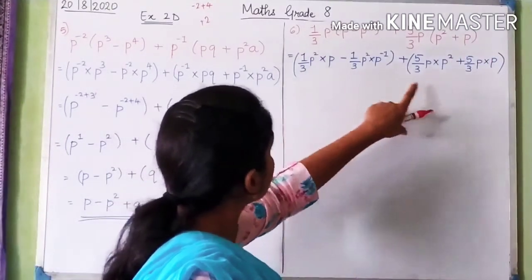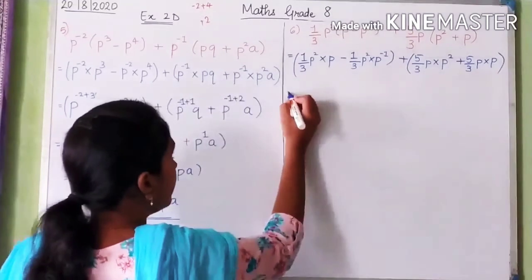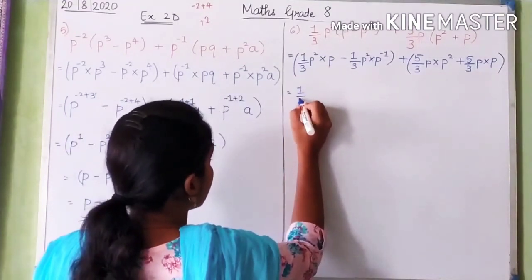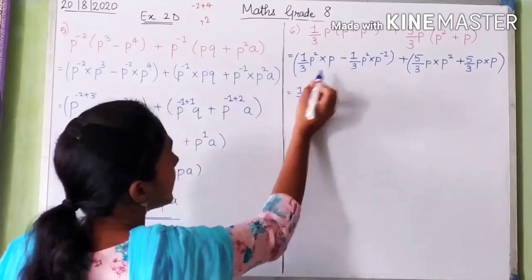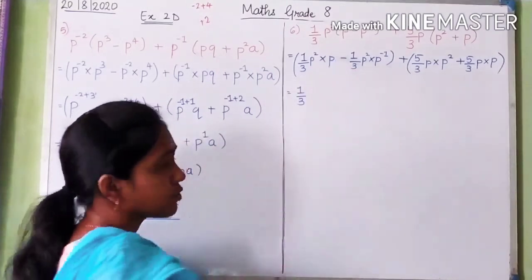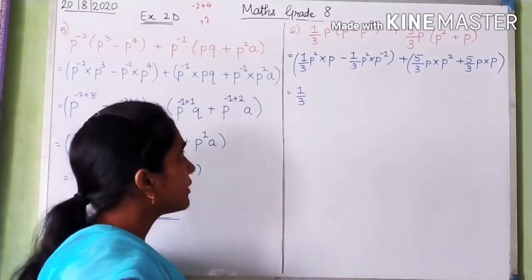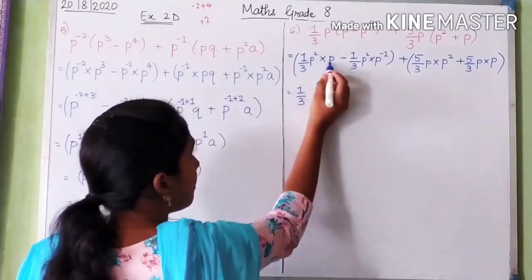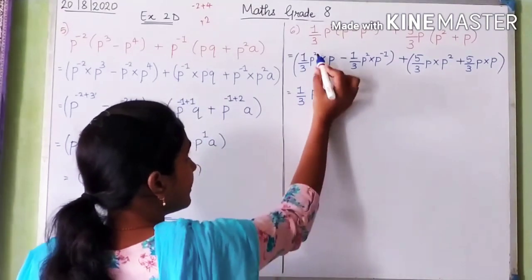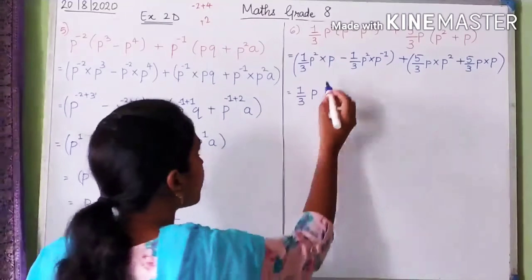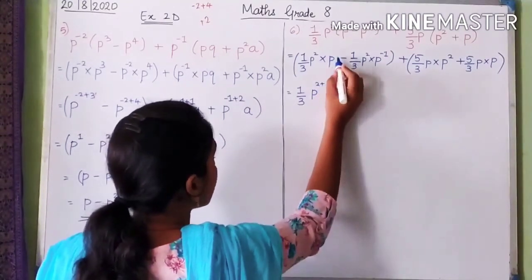So this is multiplication. Now we multiply 1 by 3. The constant here is 1 by 3 and here the constant is 1. So 1 by 3 multiplied by 1 is 1 by 3 only. So 1 by 3, p. Bases are same and are multiplied, so we add their powers. 2 plus, here the power is 1.